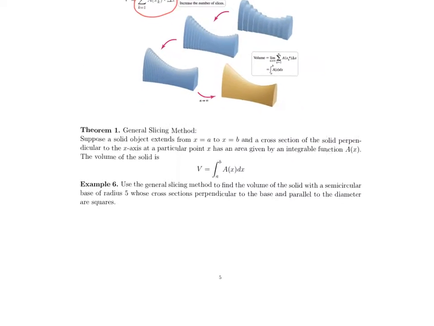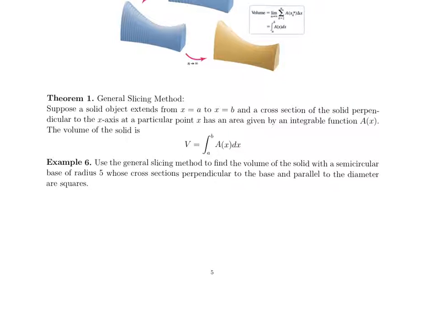So the first method that we're looking at is called the general slicing method. So suppose you have a solid object that extends from x equals a to x equals b. And we're going to think about what that cross section looks like, or what that slice of the loaf of bread looks like, if we can find the area of the face of that, and then multiply it by a width. That would give us a volume. And that's exactly what the Riemann sums really are doing, just now in 3 dimensions. And so this is the formula that we're going to be using to calculate that.